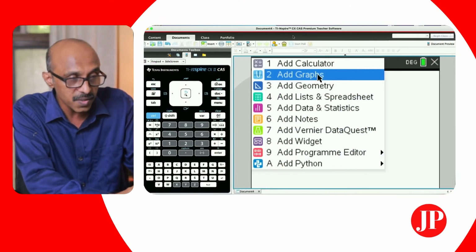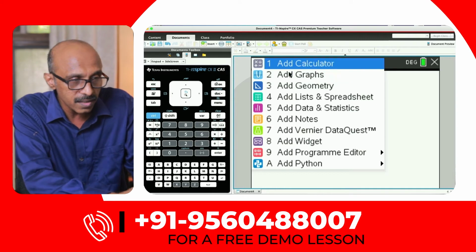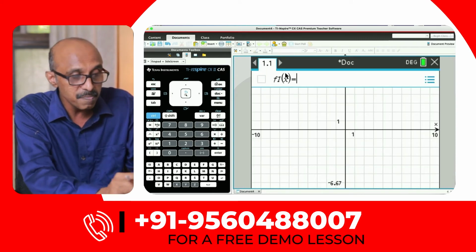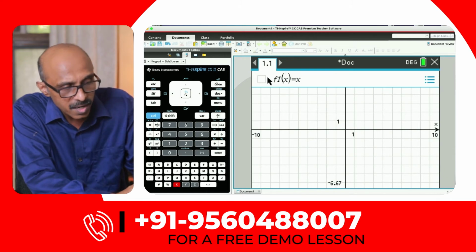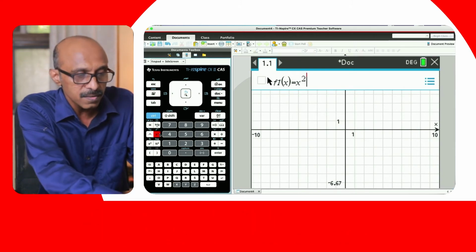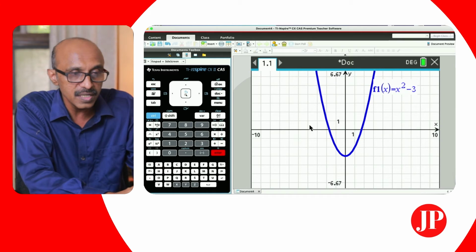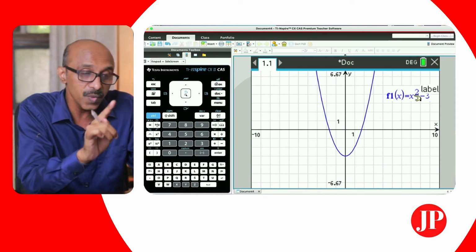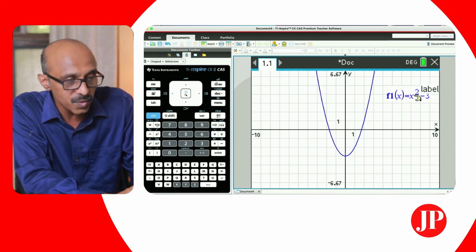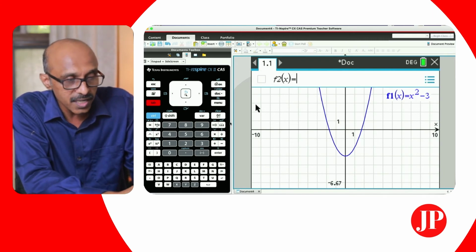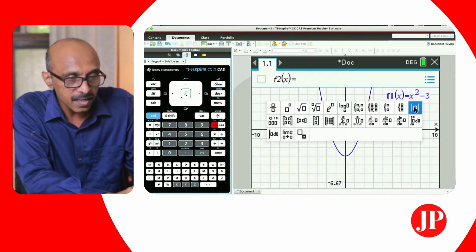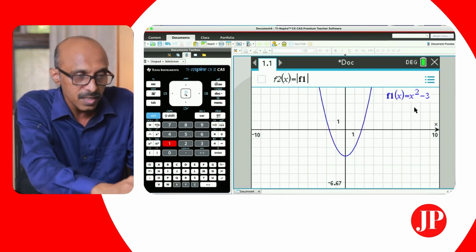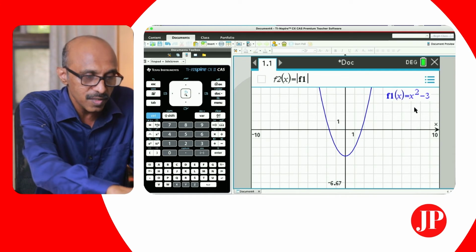This is our graphing calculator, and I'm going to add a graph page and add the function. Let's compare the two. First we are going to do x squared minus 3, and that's going to give me this graph. So this is the graph, and we want to see its transformation, y is equal to the absolute value of f of x. So just hit tab, and we're going to get the absolute value template for that, and I'm just going to hit F1. So it's going to give me y is equal to the absolute value of that one.